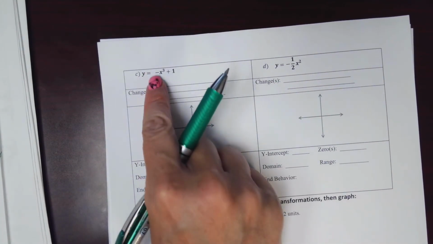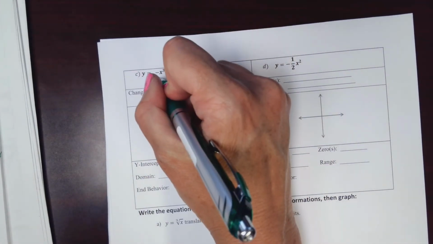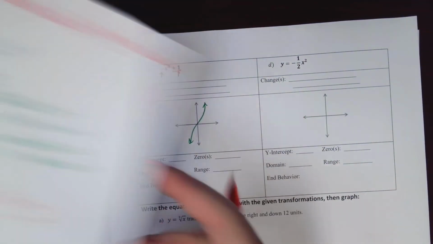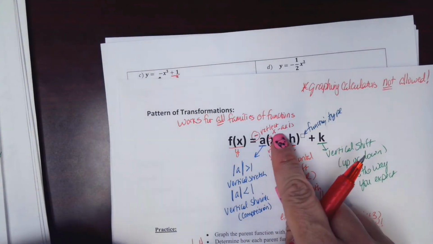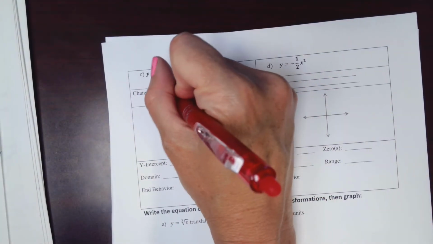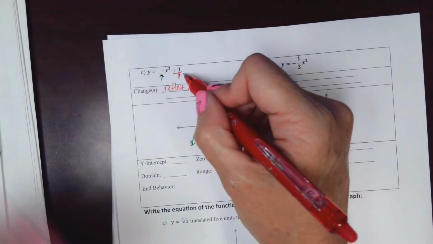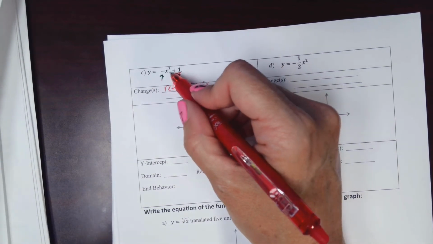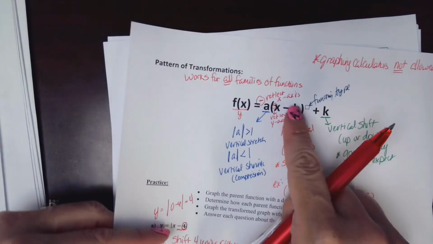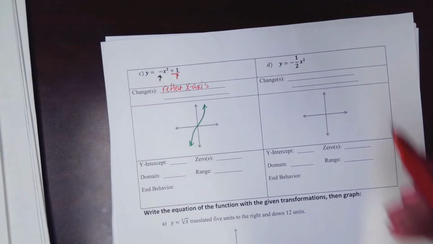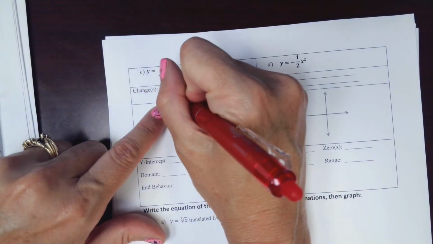I've got a couple of things going on. I've got a negative out in front. Oops, that's a transformation. I've got a negative out in front, and I've got a 1 added on. Well, that negative out in front tells me it's going to reflect across the x-axis. It's going to go upside down. This 1 tacked on, it's not being cubed with the x. It's not inside with the x. It's tacked on at the end. That is a vertical shift. It goes the way I expect. It's a positive, so it's going to go up 1 unit. I have 2 transformations for this one.